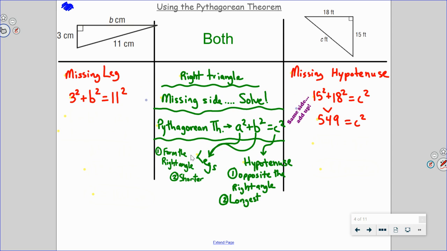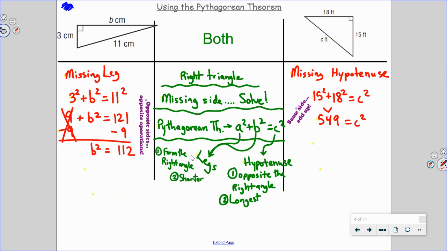However, over on the other problem, I know 3 times 3 is 9. I don't know what b times b is, so I'll leave it as b squared. I know 11 times 11 is 121, but those are on opposite sides, ladies and gents. Being on opposite sides, in order to put them together, we have to use opposite operations. Positive 9, negative 9 makes 0. So what does that leave us with? That leaves us with b squared on the left side, 112 on the right.